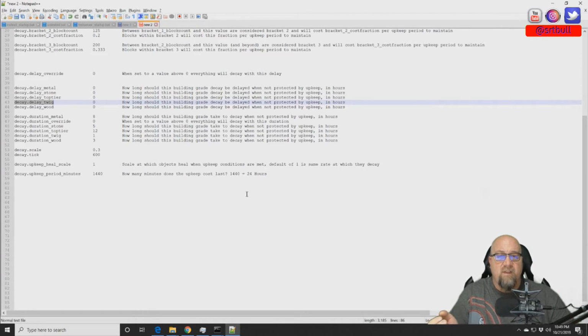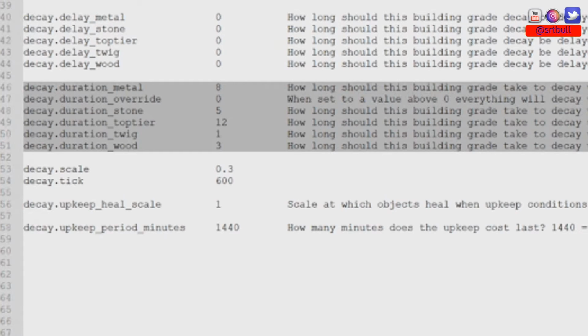So let's say you have somebody that has metal on part of their base and high qual on another part of their base, and let's say stone on another part of their base. All of these numbers still apply to each individual resource type that was used to build the base. If you made the stone decay delay 8 hours, and we've made twig 12 hours, then any part of the base that's built out of stone would actually start to decay sooner than the twig part of the base.